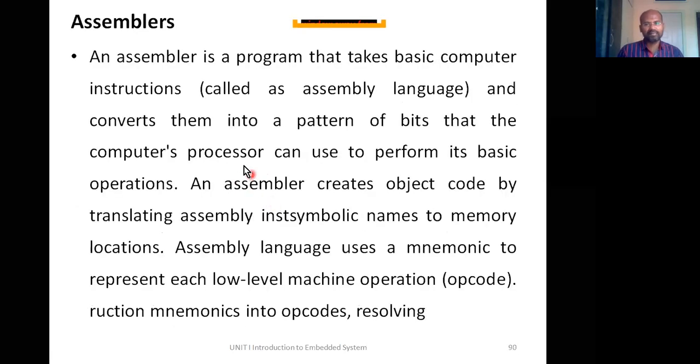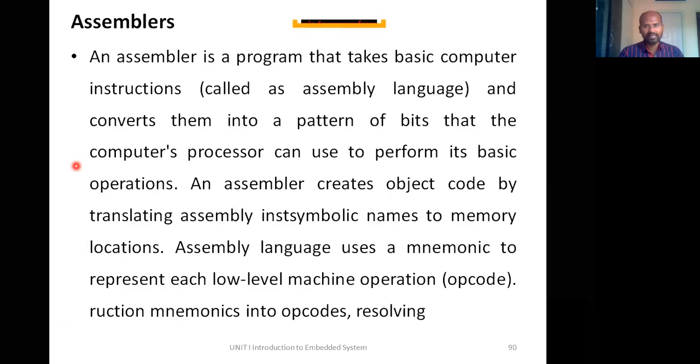Next tool is assembler. What is the use of this assembler? Assemblers are like compilers. Compilers translate a high level language program into machine code, whereas assemblers take assembly language as input and translate that into machine level language. For example, what is an assembly language program? We have mnemonics like move, add, sub, right? This is how an assembly language program is written. By using these mnemonics, we write assembly language programs.